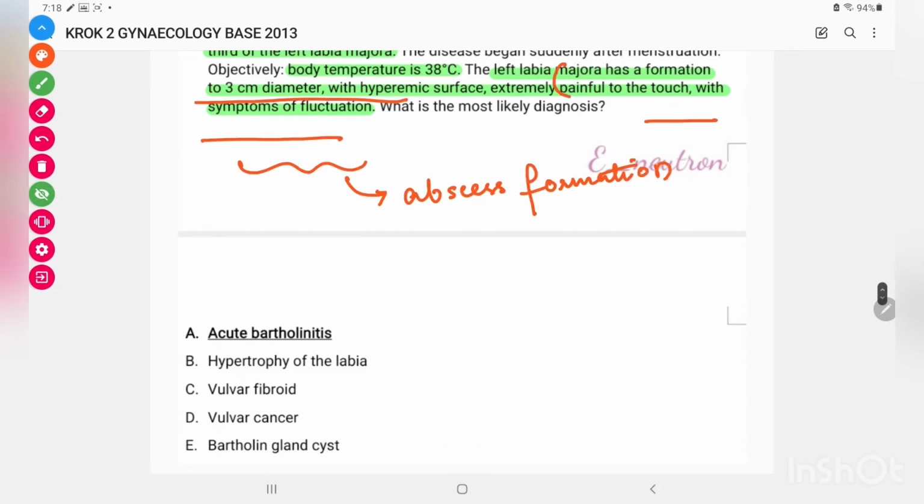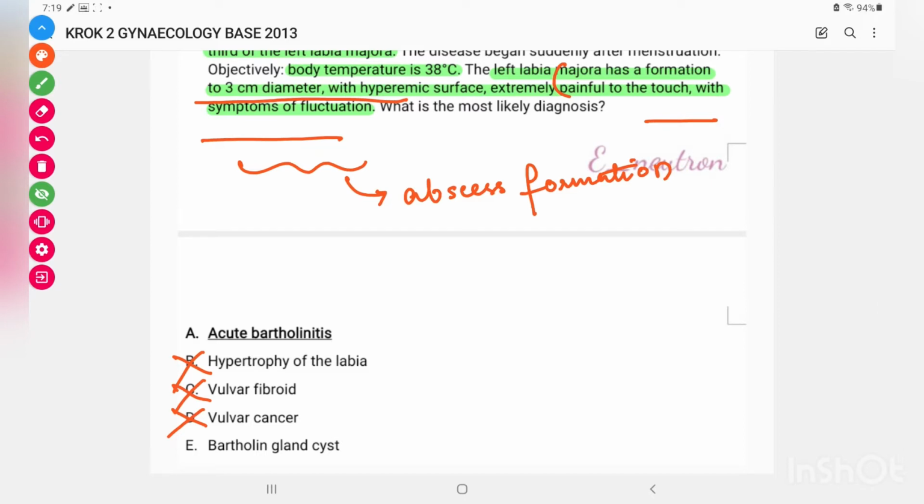Now let's see what the options are. First of all, we know vulval cancer can be cut out because cancer presentations include bleeding, and it will also interfere with her personal life, with many more symptoms. So we can easily rule it out. Then fibroids, again we know it presents with profuse bleeding, increased uterine size, and all those factors. Hypertrophy of labia can be seen. See, we learned about cervical hypertrophy, which is in cervical cancer.